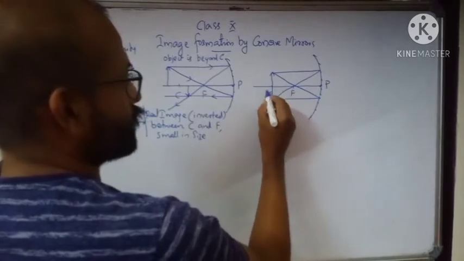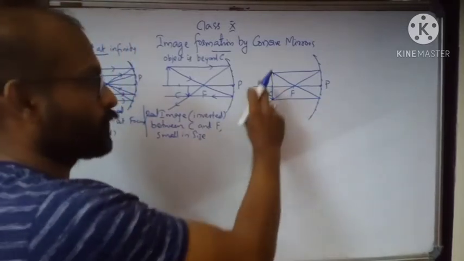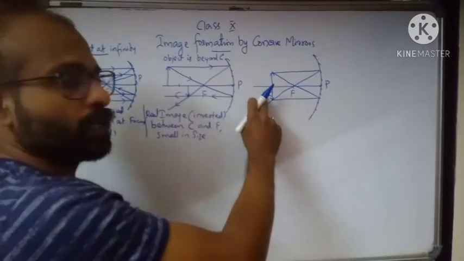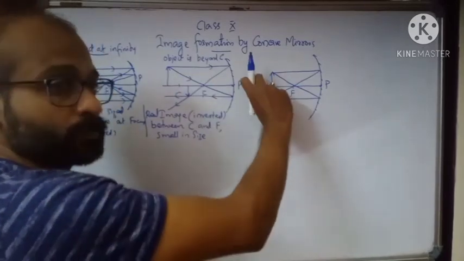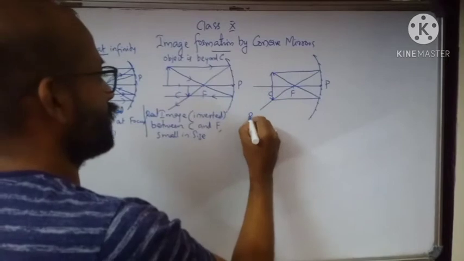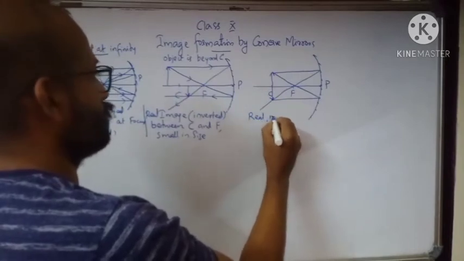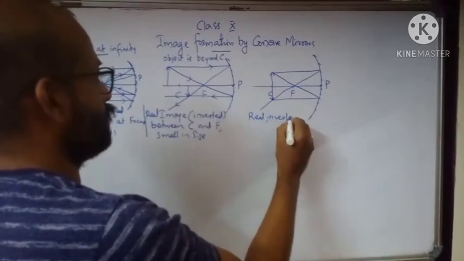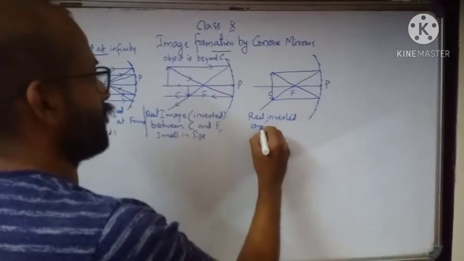At the center of curvature itself we get the image, at the same place. This is also a real image, inverted but the same size. So we will get a real, inverted, and same size image.